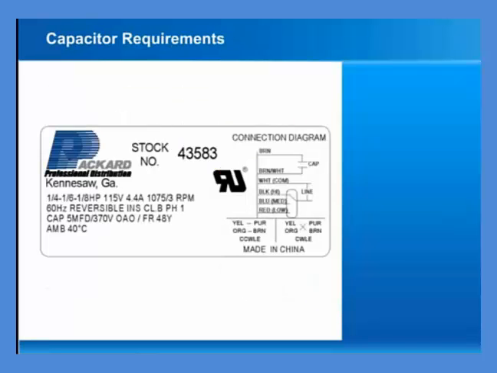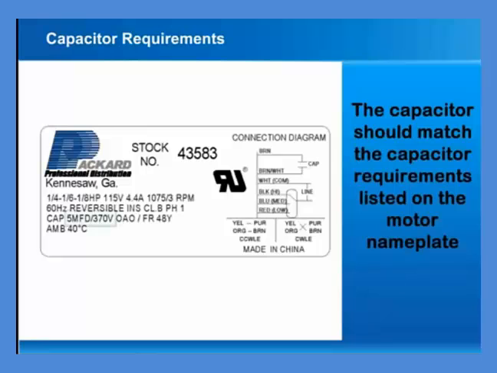Capacitor requirements are shown on the motor nameplate. The capacitor selected should match the microfarad rating capacitor requirements listed on the motor nameplate. Using a capacitor with a higher voltage rating than indicated on the motor nameplate is sometimes acceptable. Using a capacitor with either a higher or lower MFD than the nameplate indicates will result in negative consequences.